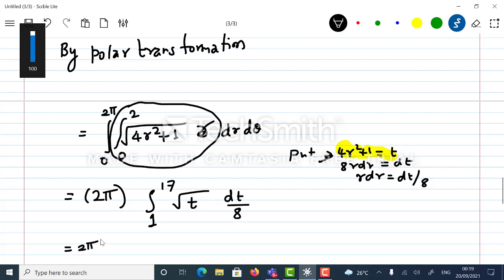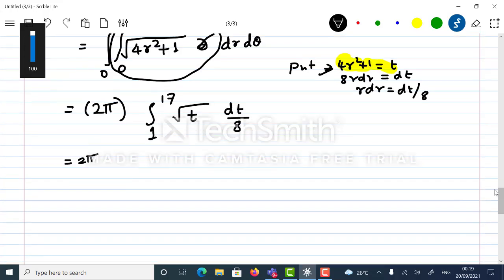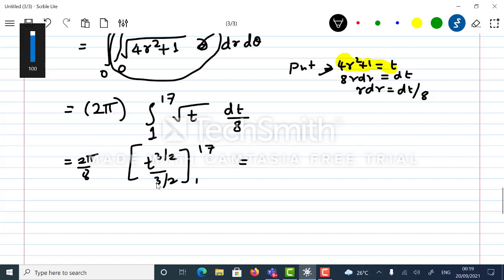So it is 2 pi by 8 times t raised to 3 by 2 upon 3 by 2, from 1 to 17. So this becomes pi by 6 times (17 root 17 minus 1). So this will be the answer. Of course, you can cross check this with your calculation.